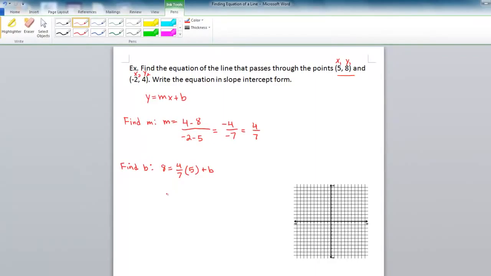Alright, let's do the work to find b. On the left side we have 8, and then 4/7 times 5. 5 is the same as 5 over 1. So this gives us the fraction 20 over 7. And now, to get b by itself, we need to subtract 20 over 7 from both sides.